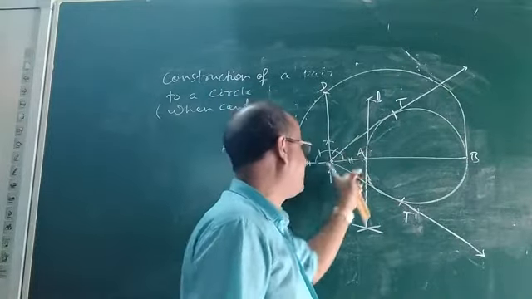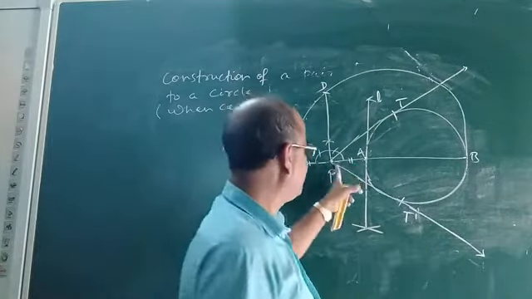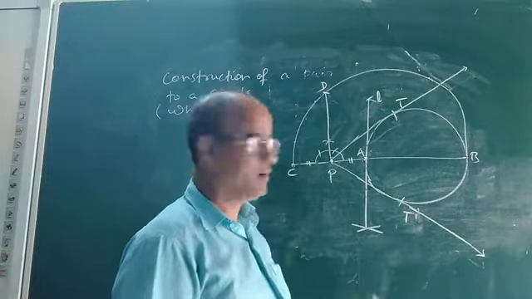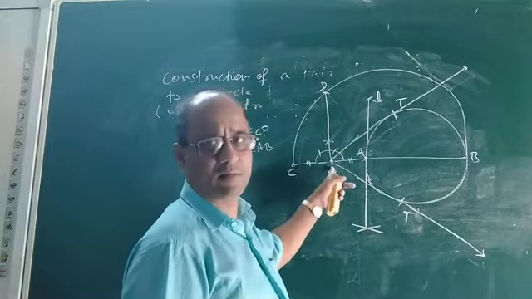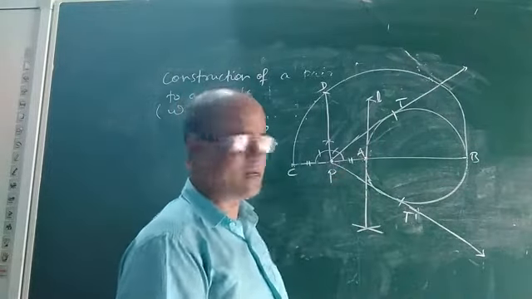That means join T and P and T dash and P. Then PT and PT dash will be the two required tangents drawn from this external point. We do not know where the center is.